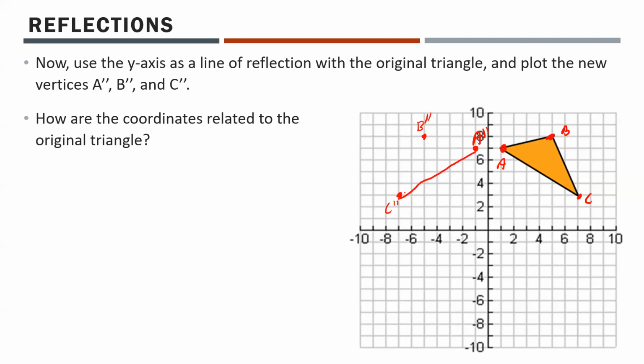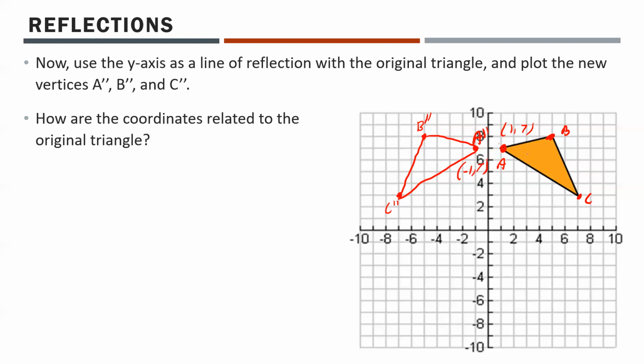So here we go. There we are. And there we are. Perfect. So we used the y-axis as a line of reflection. We mirrored it over, so that was a horizontal reflection. Now, how are the coordinates related to the original triangle this time around? Well, I bet I don't have to show you literally every single one. Let's look at the first coordinate. The first coordinate was (1, 7). The coordinate of A double prime, however, is (-1, 7).